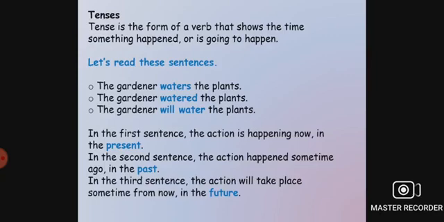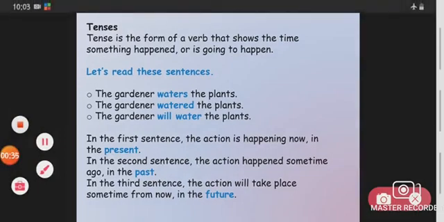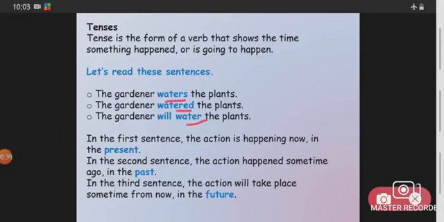Tense is a form of verb that shows when something happens. It tells us the time of action, when something happened or when is it going to happen. Let's read these sentences and try to understand it better, and pay attention to the words that are highlighted in blue. The gardener waters the plants. The gardener watered the plants. The gardener will water the plant.